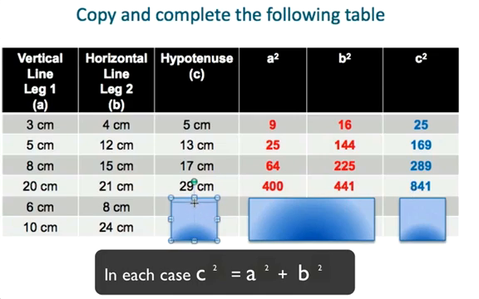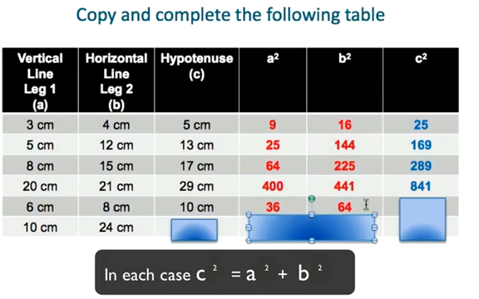So now, just to check to see if this pattern holds, if we have a triangle with a vertical line of 6 centimeters, horizontal line of 8 centimeters, the hypotenuse comes out to be 10 centimeters. And when we square the two sides A and B, we get 36 and 64. And if we square 10, we get 100. And if you notice, 36 plus 64 is 100.